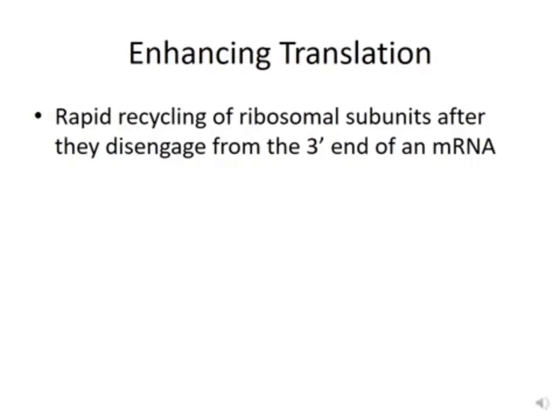Another mechanism that our cells use to enhance the translation process is the rapid recycling of the ribosomal subunits after they disengage from the 3' end of an mRNA. If they disengage from that end and more proteins need to be synthesized, these free ribosomal subunits are recruited very quickly and used to translate other mRNA sequences.